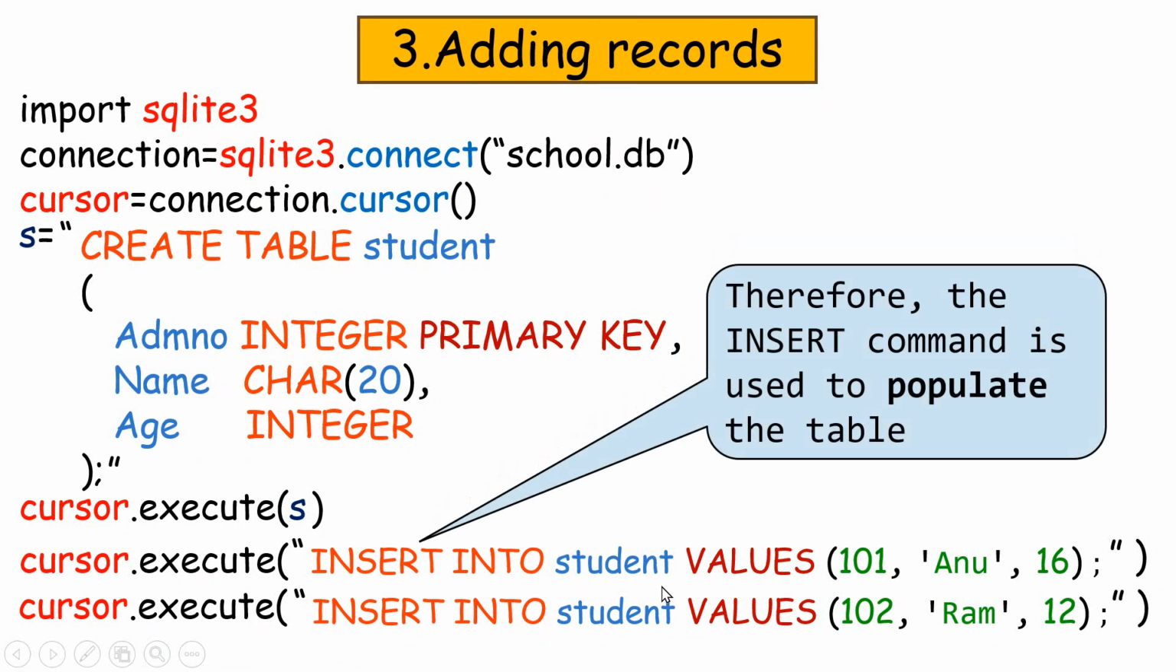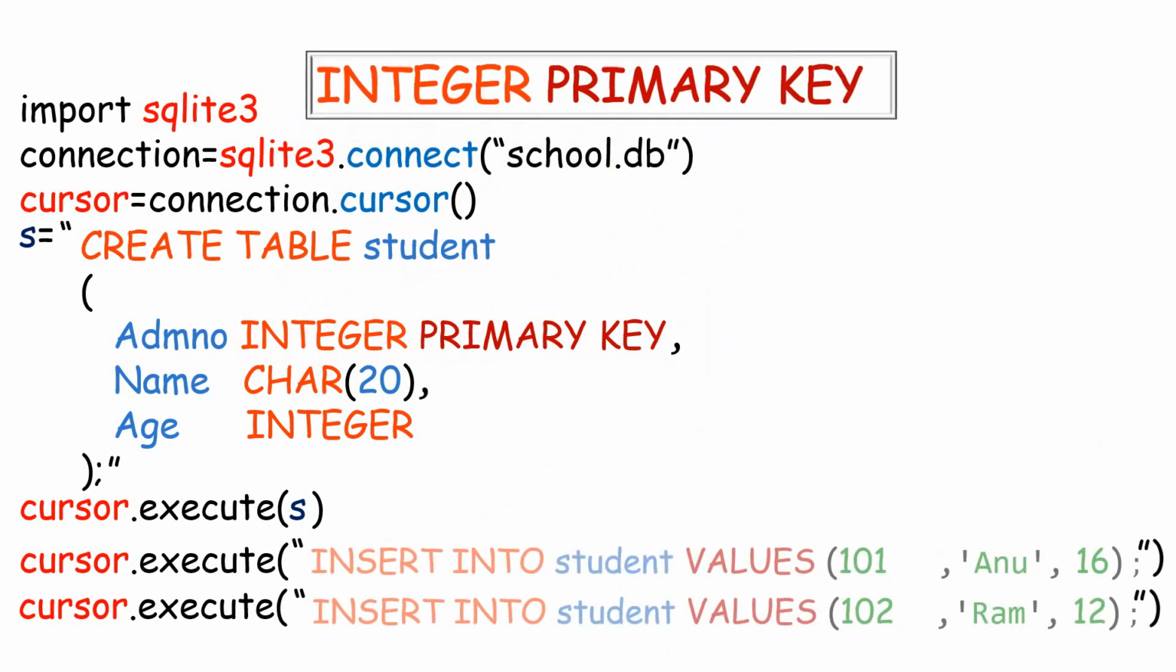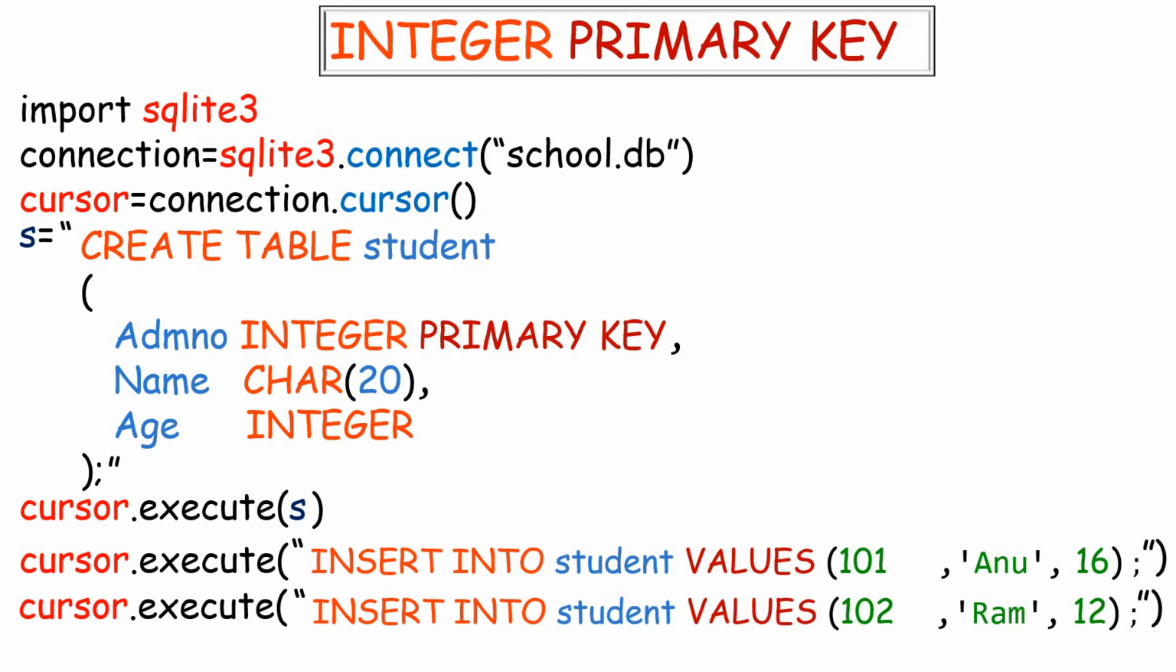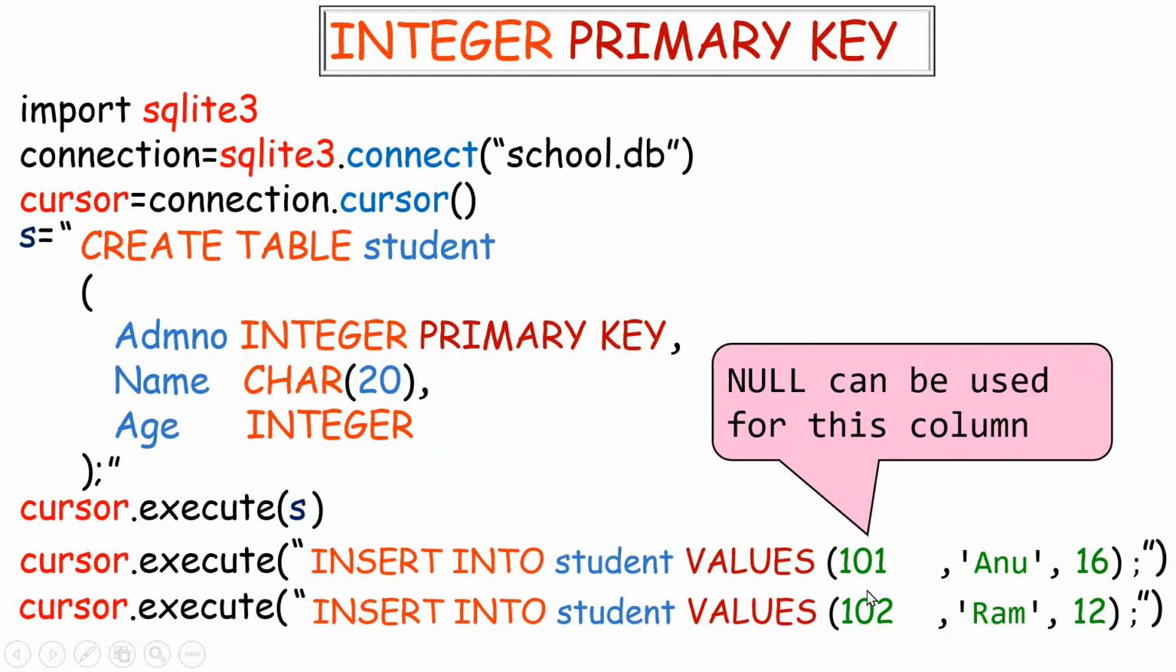Therefore, the insert command is used to populate the table. Populate the table means to insert a number of records to the table. Next, we will see the meaning of the constraint primary key along with the integer data type, integer primary key. When you give integer primary key for a column, you are allowed to give null values for this column.